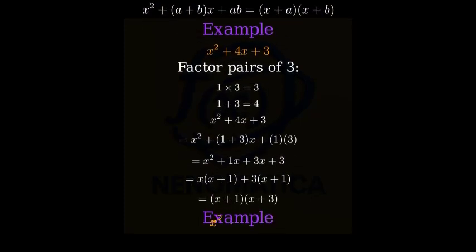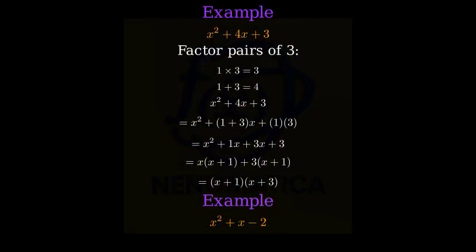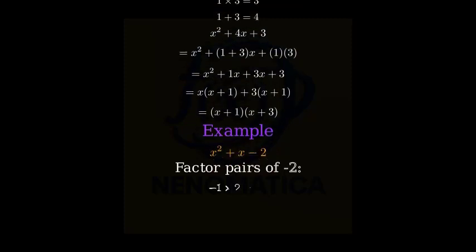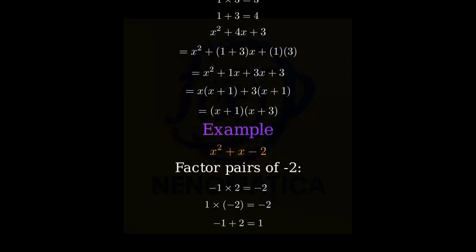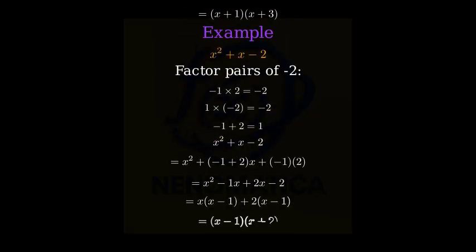Let's move to our second example, x squared plus x minus 2. For this trinomial, we need to find two numbers that multiply to give us negative 2 and add up to give us positive 1. The factor pairs of negative 2 are negative 1 and 2, or 1 and negative 2. Since negative 1 plus 2 equals 1, these are our numbers. So our numbers are negative 1 and 2.